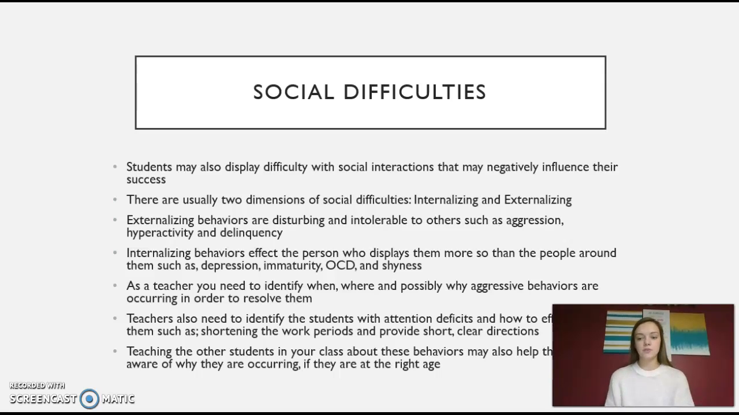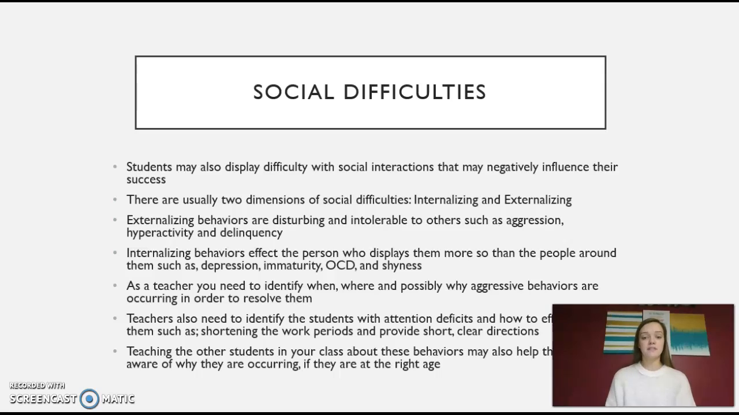Next would be social difficulties. So students may also display difficulty with social interactions, and this may negatively influence their success. There's usually two dimensions of social difficulties. One is internalizing and one is externalizing. So externalizing behaviors are disturbing and intolerable to others, such as aggression, hyperactivity, and delinquency. And internalizing behaviors more affect the person who is displaying them more so than the people around them. And these can include depression, immaturity, OCD, and shyness.